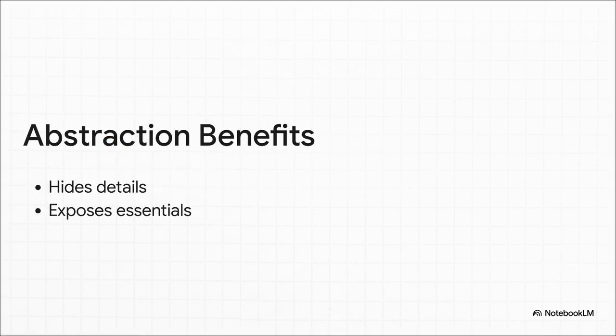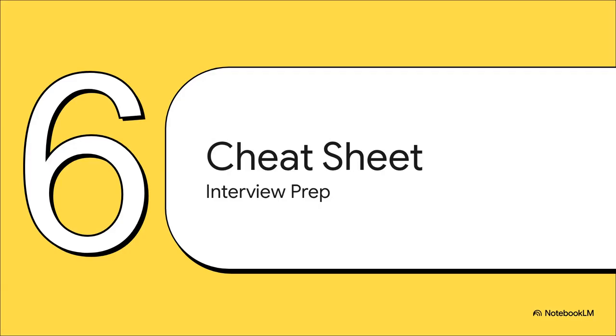The core benefits here are incredibly clear. Abstraction hides implementation details and exposes only essential functionality. When you are working on a massive codebase with dozens of other developers, this is exactly how you keep things manageable. You just give them a clean dashboard, an interface to interact with, and you hide all your complex, moving parts securely away.